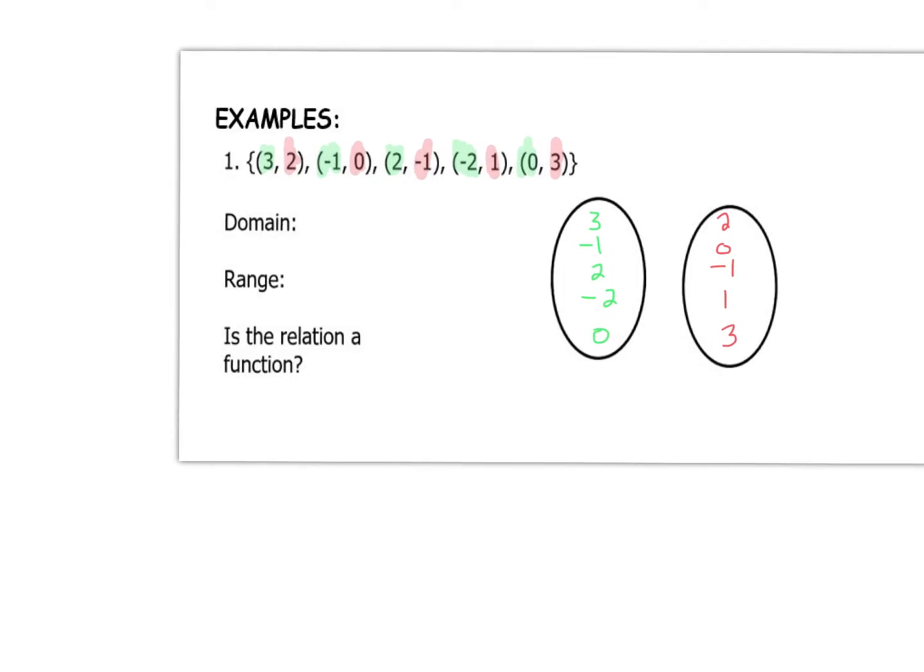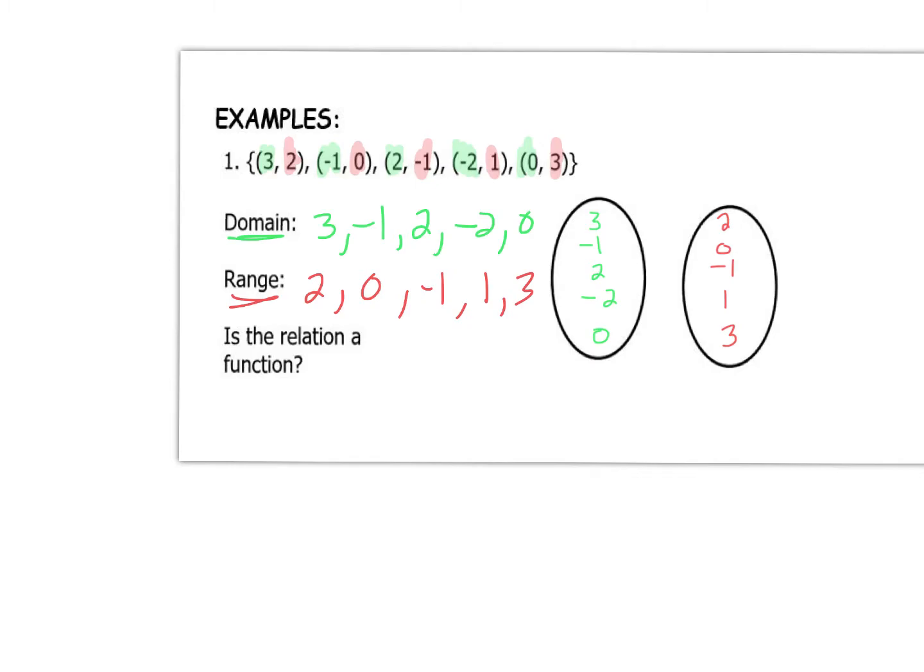Now, if we were asked to list these things, like it says right here, domain, we'd have 3, -1, 2, -2, 0. The range values are going to be 2, 0, -1, 1, and 3.